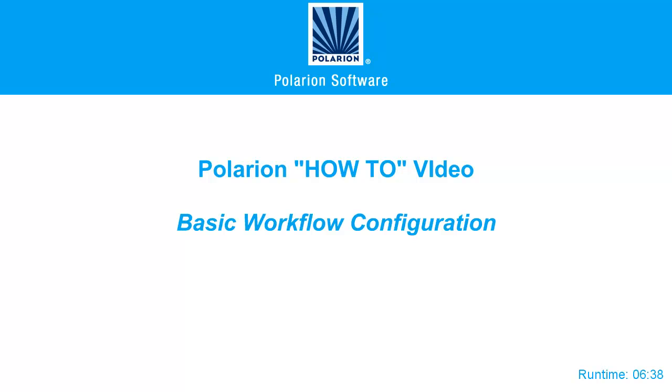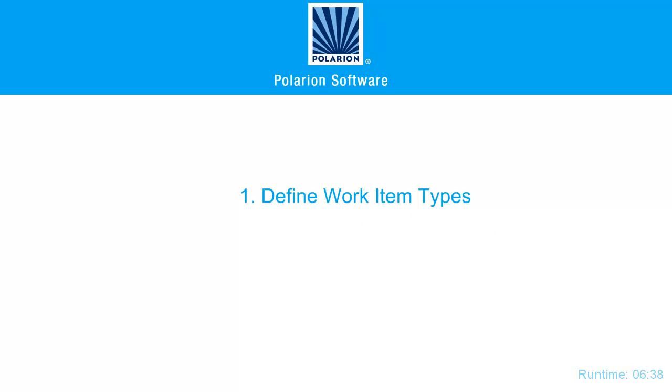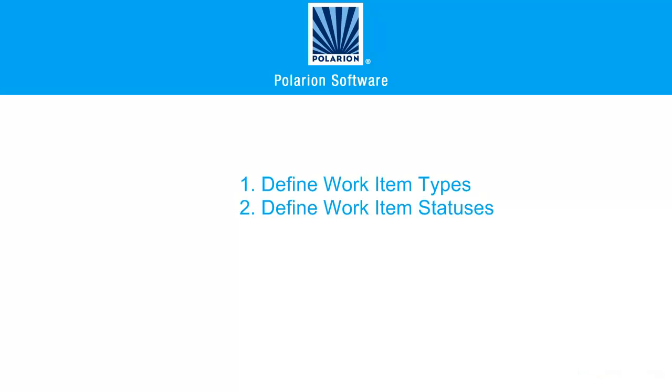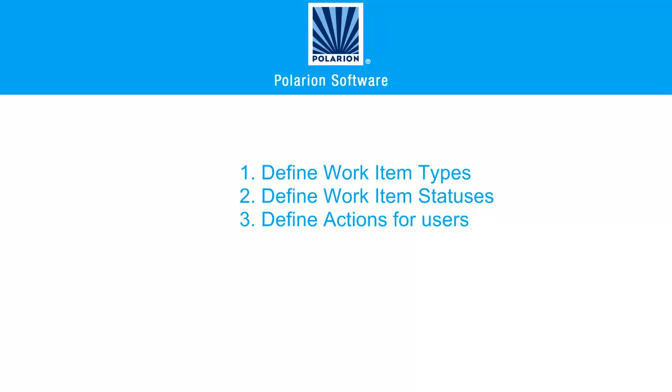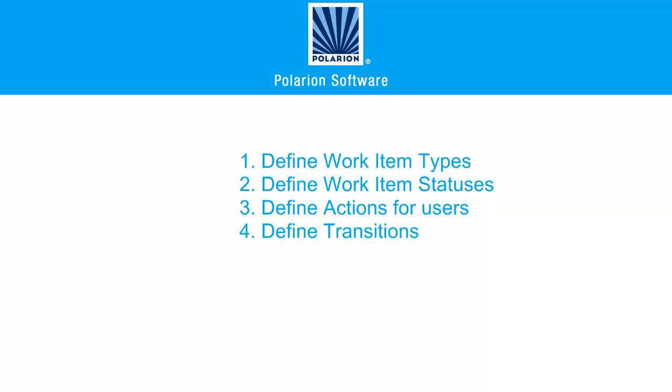This video explains how to configure workflow to integrate a process in Polarion. There are four main steps. Define your project's work item types. Define the statuses your work items of all types can have. Define the actions that transition work items to different statuses. And define what transitions there can be between each of the statuses. This will take a little time to show you, so let's get started.